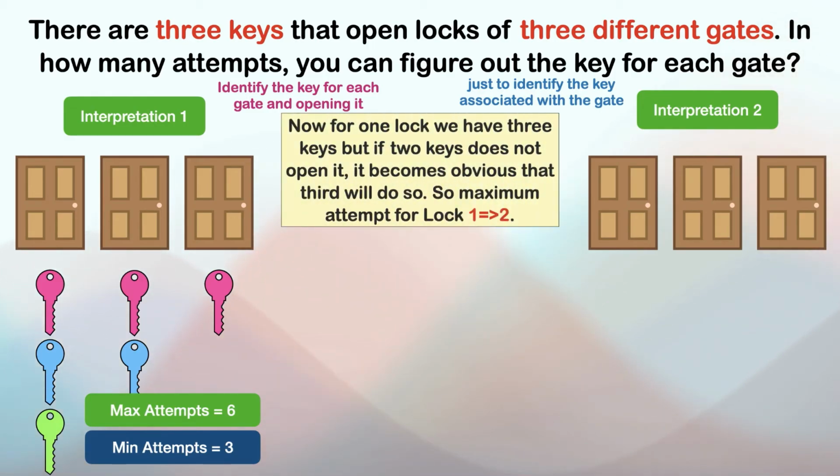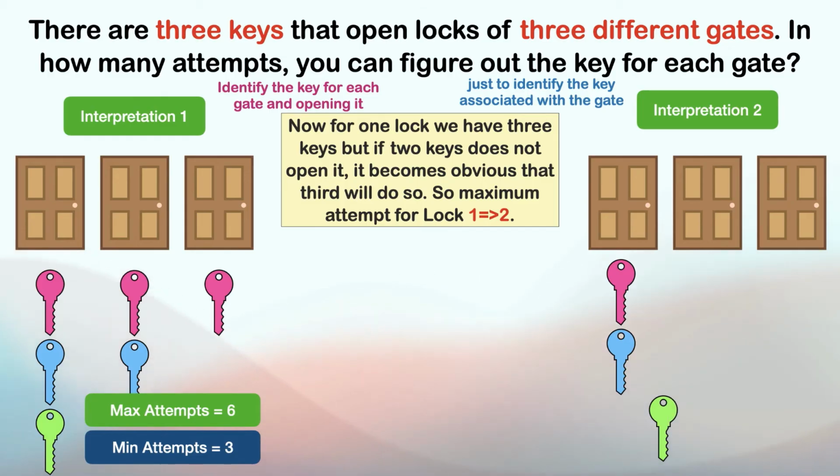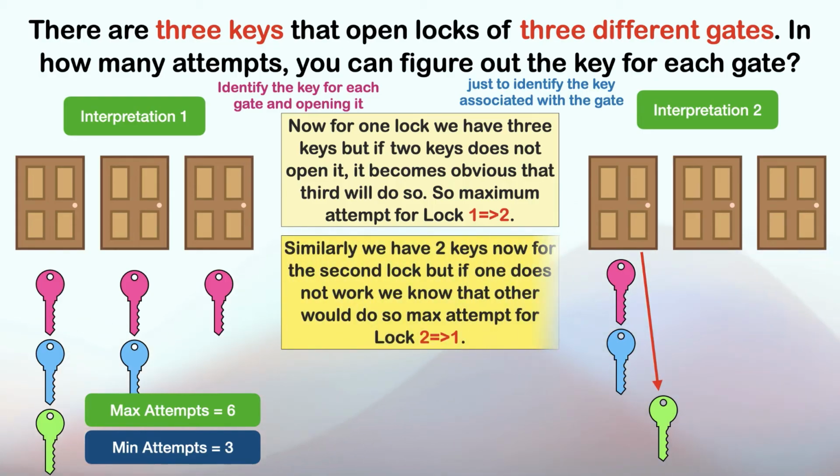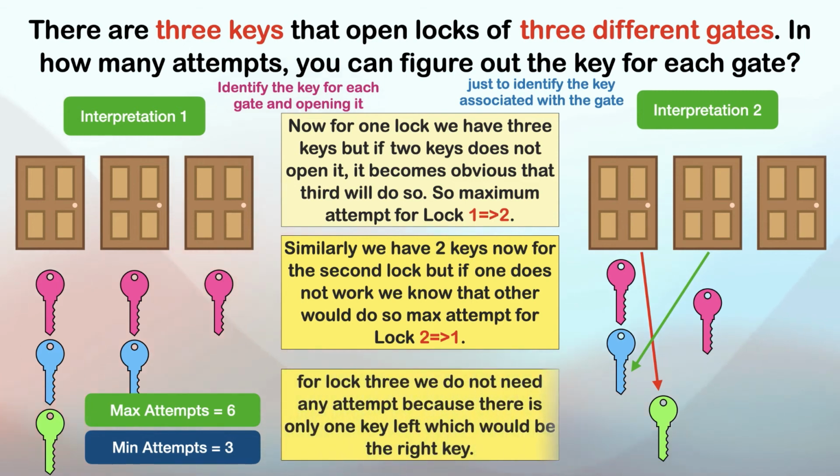Let us take one lock at a time. Now for one lock, we have 3 keys, but if 2 keys do not open it, it becomes obvious that the third will do so. So maximum attempt for lock 1 is 2. Similarly, we have 2 keys now for the second lock, but if one does not work, we know that the other would do so. Hence, maximum attempt for lock 2 is 1.